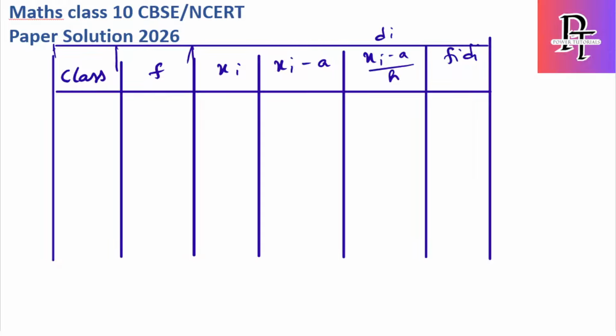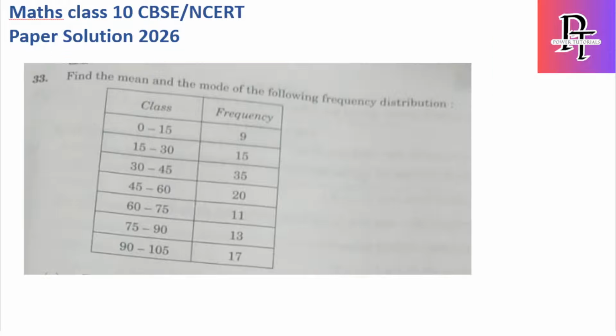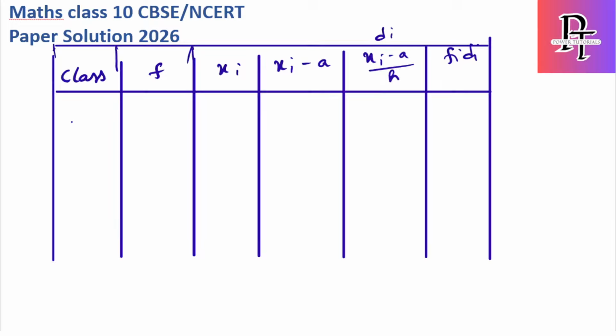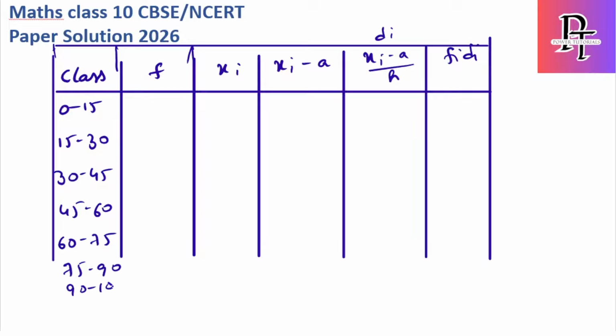ओके, तो क्लासेस लिख लेता हूँ, 0 to 15, 15 to 30, 30 to 45, 45 to 60, 60 to 75, 75 to 90, last 90 to 105.